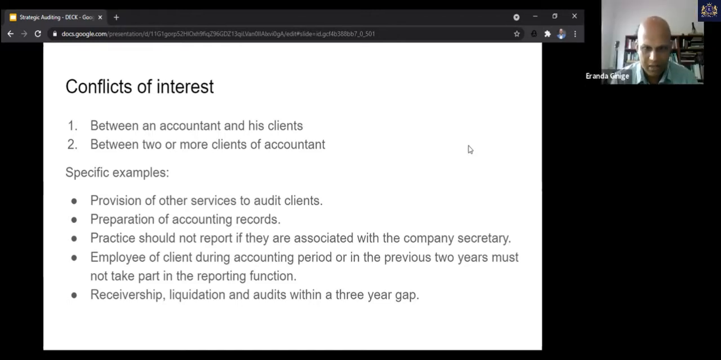Specifically, there are some examples here: provision of other services to audit clients, preparation of accounting records. Practice should not report if they're associated with the company secretary. Sometimes the audit firm, we call them accountants, if they're providing secretarial services, acting as the secretaries of that company, they should not take the auditing job. These two things should be kept separate. So you need to have one company as secretaries and another. They're not called companies, usually.